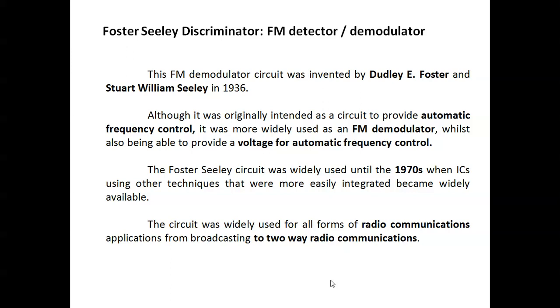So the Foster-Seeley discriminator. Actually, they originally intended to make the circuit for automatic frequency control, but it is widely used as an FM demodulator. This circuit was very familiar in the 1970s, not now. It is widely used for radio communication, two-way radio communication and broadcasting, where the Foster-Seeley discrimination method is used.